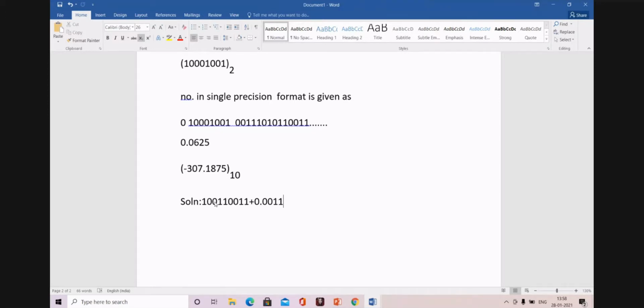Okay, so let me continue. You need to convert this 307 into binary, and when you convert 0.1875 you will get the answer this way: 100110011.0011. Now you see in the given question we have a minus, so we will write a minus. Now the second step.